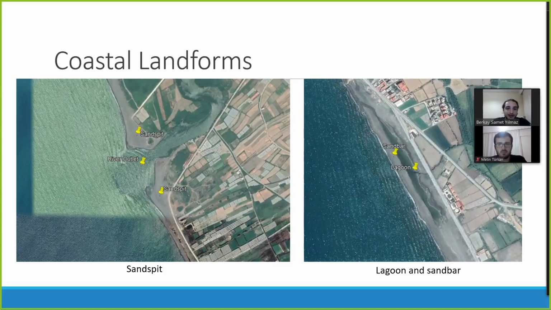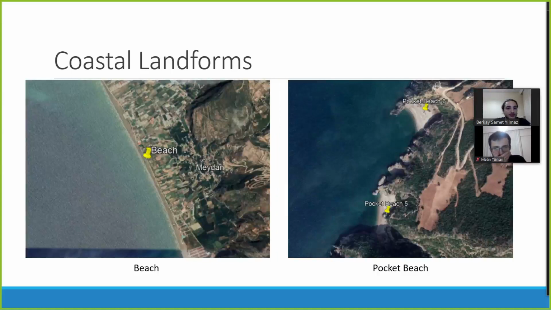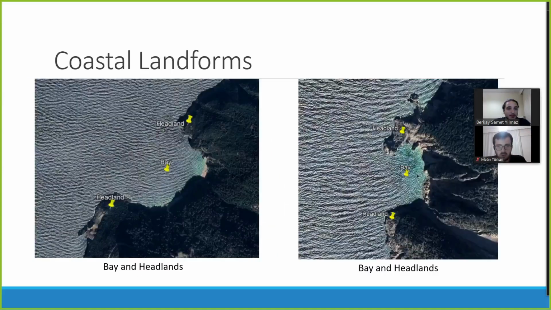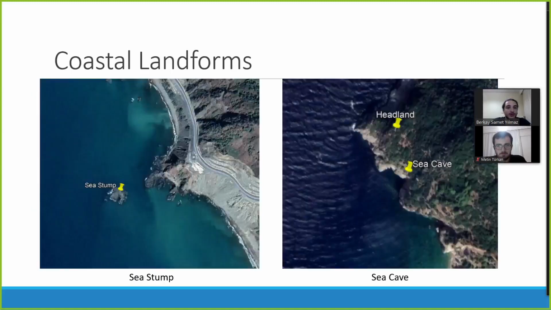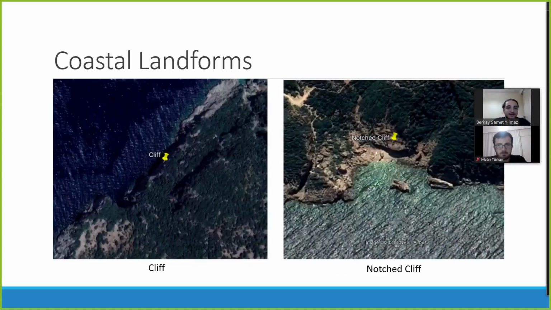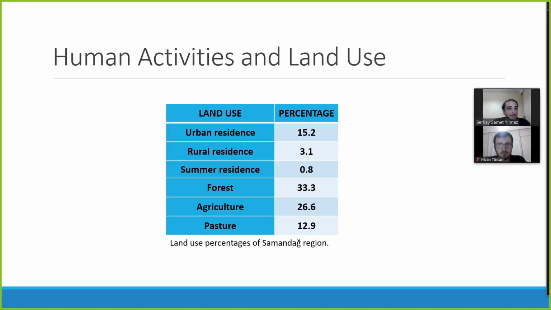There is a lagoon and sandbar formation. There is a long sand beach. There are pocket beaches inside of headlands. There are bays and headlands also. We observed sea stumps, sea caves as well, cliff and notched cliff that were generated by the action of waves.